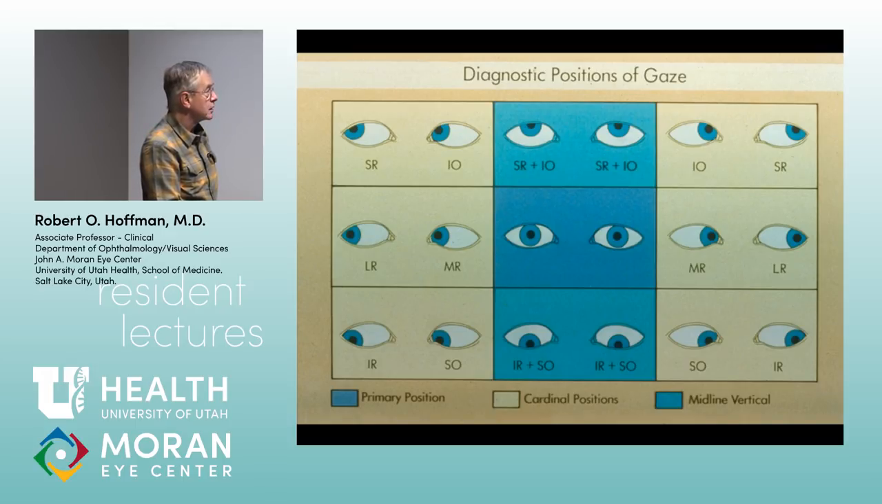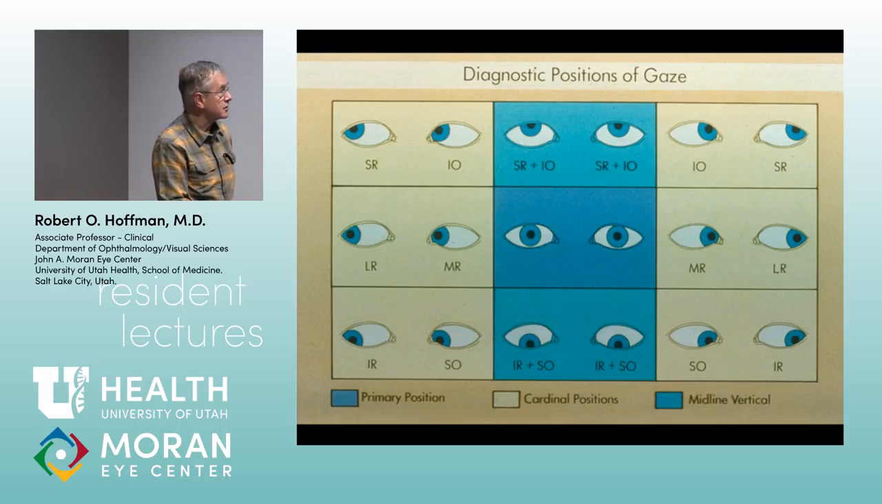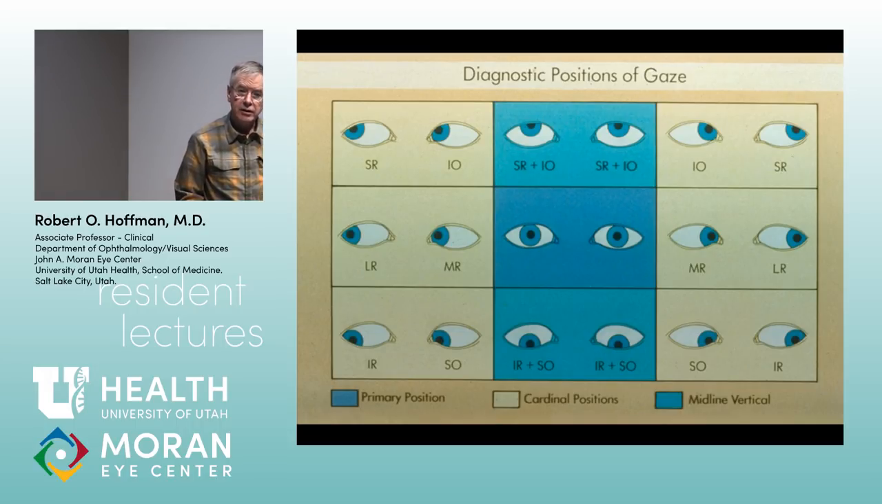The major depressor in adduction is superior oblique. The major depressor in abduction is inferior rectus. And horizontally, it's darn straightforward. But the reason they call these diagnostic positions is that in each of these six fields, there is one muscle that is the major mover of the eye in that direction, and you're looking at the function of that muscle.